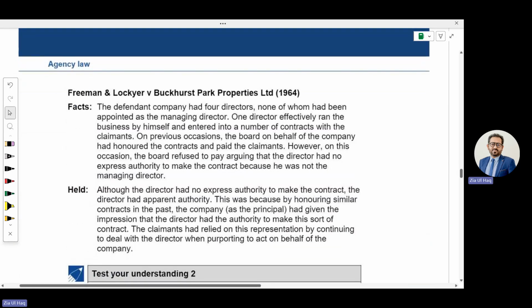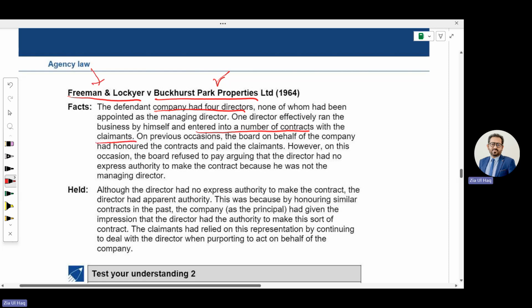Freeman and Lockyer versus Buckhurst Park Properties, F versus BPP. The defendant company had 4 directors, none of whom had been appointed as the managing director. I mean, they haven't decided who will be the managing director, because from the directors, a company needs to elect one person as managing director, meaning CEO. One director effectively ran the business, meaning he was more involved in running the business by himself, and entered into a number of contracts with the claimants.